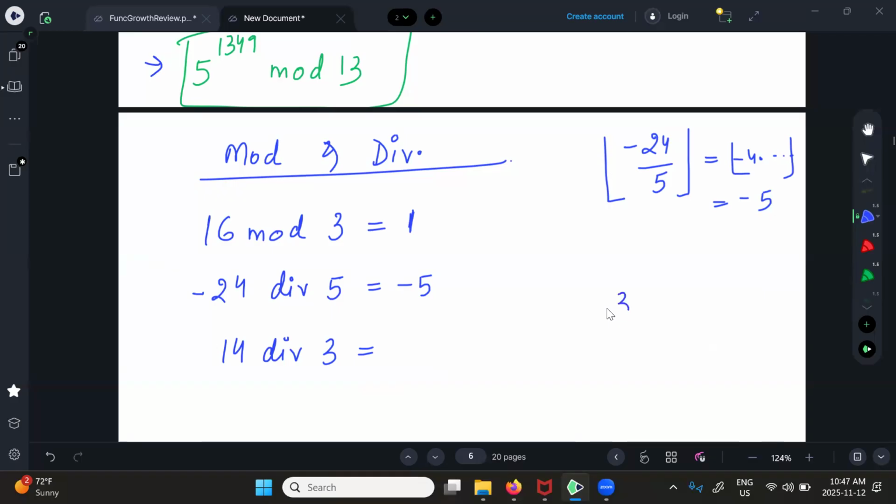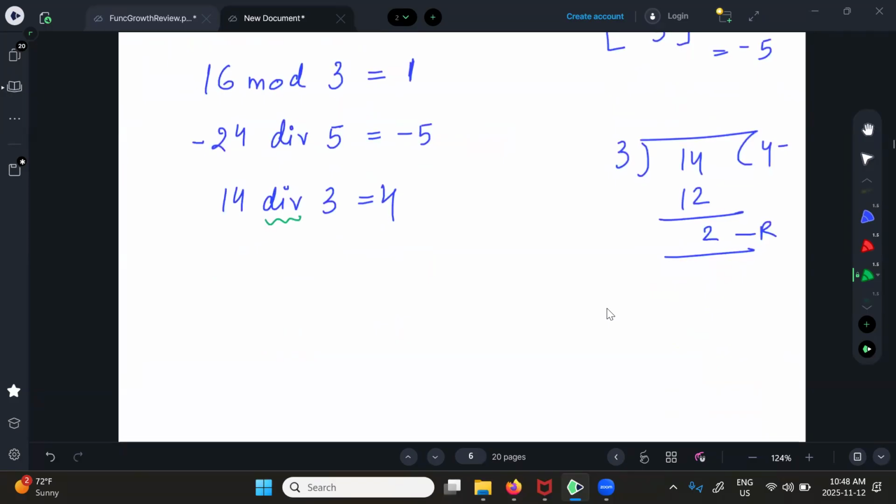You know what you're doing, really? You're doing this. This is the mod, this is the div function. But this is faster to remember. Whenever I use the div function, you know what to do. Find the floor, and negatives are the most difficult ones because with negatives you have to be careful. You're going one down, right?